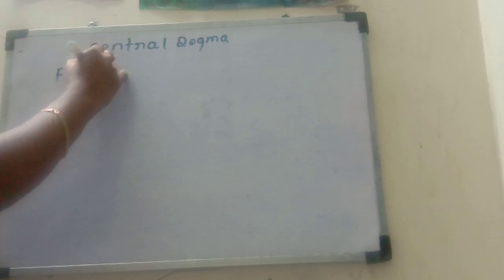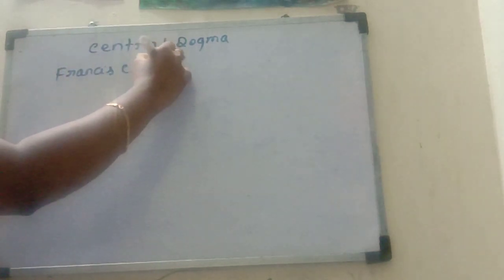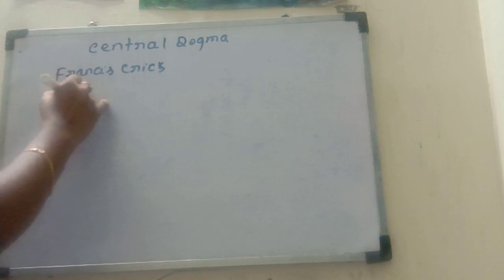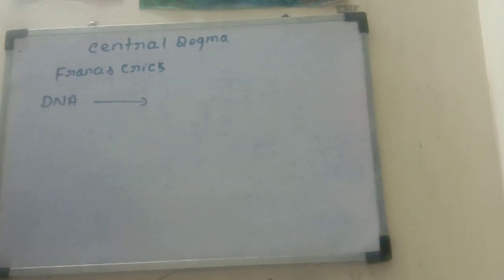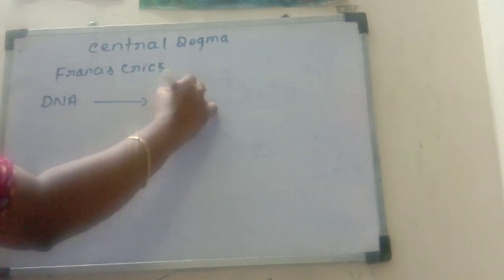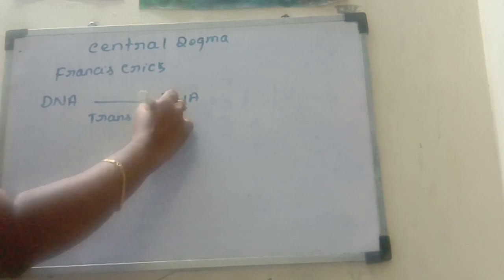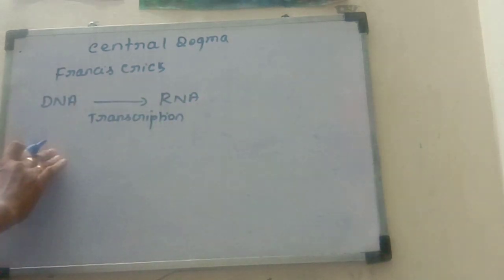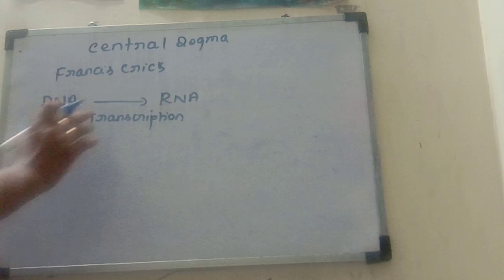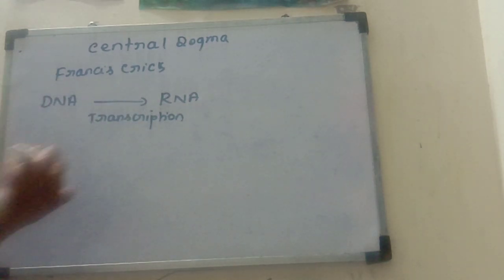Next, the central dogma of molecular biology. Very important question. What is central dogma? How is the flow of genetic information happening? The central dogma of molecular biology was given by Francis Crick. First, DNA. From the DNA, all the information is taken by RNA. This process is called transcription.